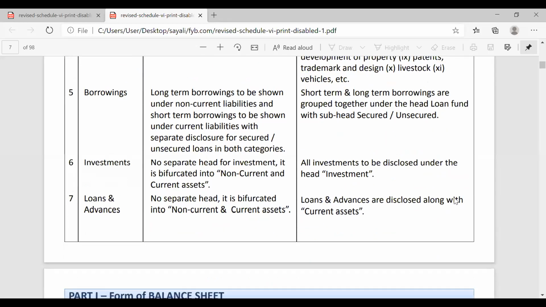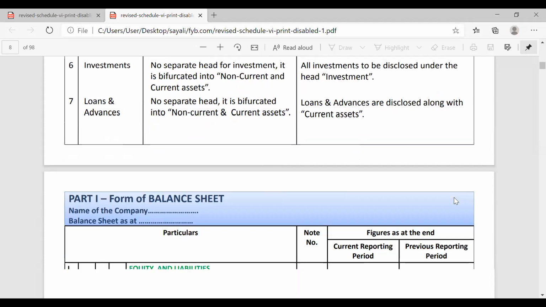Investment: no separate head for investment. It is bifurcated into non-current and current assets. So in the old schedule, all investments are to be disclosed under the head of investment. But in the new revised schedule, there is separate working for the investments. Loans and advances: no separate head; they are bifurcated into non-current and current assets. But in the old case, loans and advances are disclosed along with the current assets.